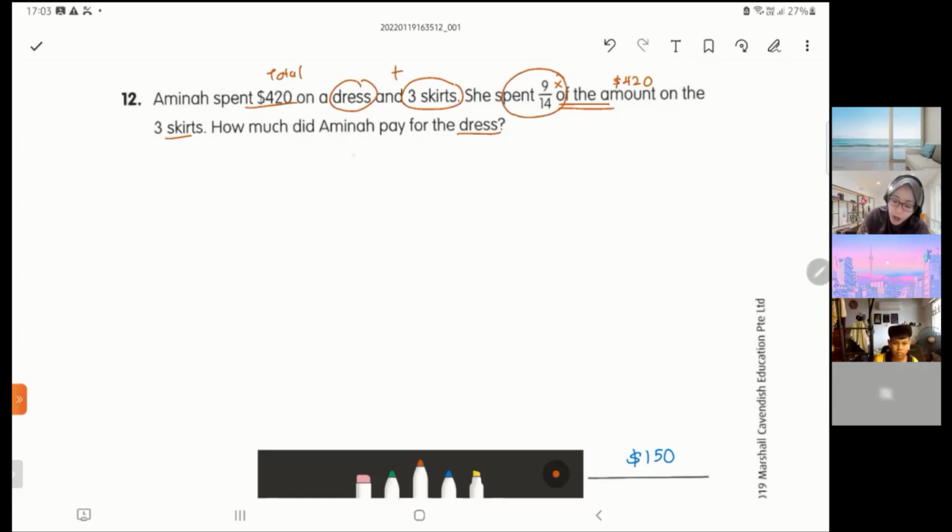So I'm not going to draw the model. Instead, I'm going to use fractions. So 1 whole to represent the model, minus 9/14. This will give me the dress. So this will give me 5/14. This is my skirts. This is my dress. Now, for fractions, you need to know which one is the total and which one represents the dress. In this case, this is my dress. The 14 units is my total.